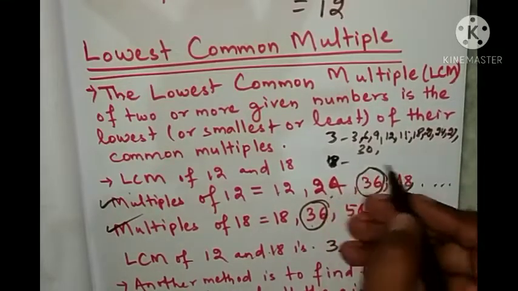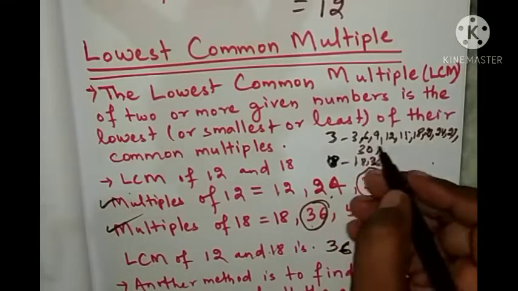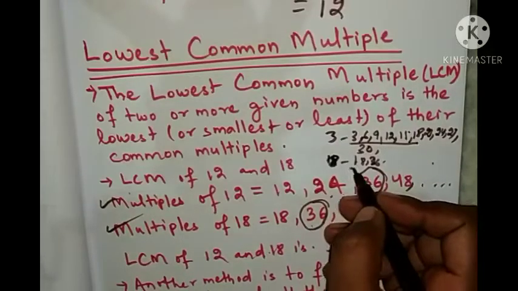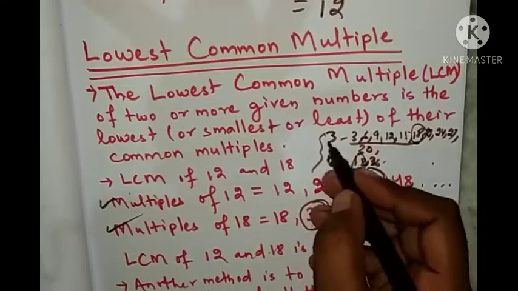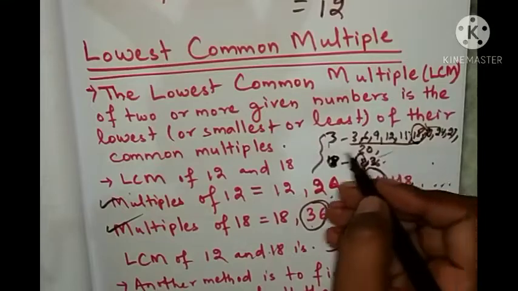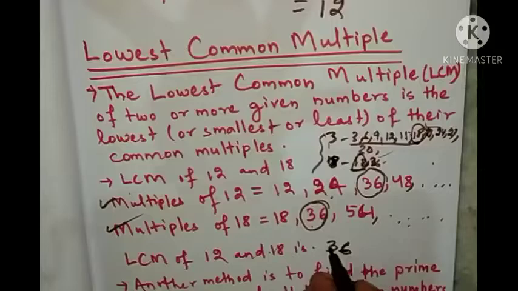And here you have to find 18 1s are 18, 18 2s are 36, like that. But you have to go this long to find the common multiple. So the common multiple of 3 and 18 is what? 18. Like that you list the lowest common multiple. So it is a very tedious process.